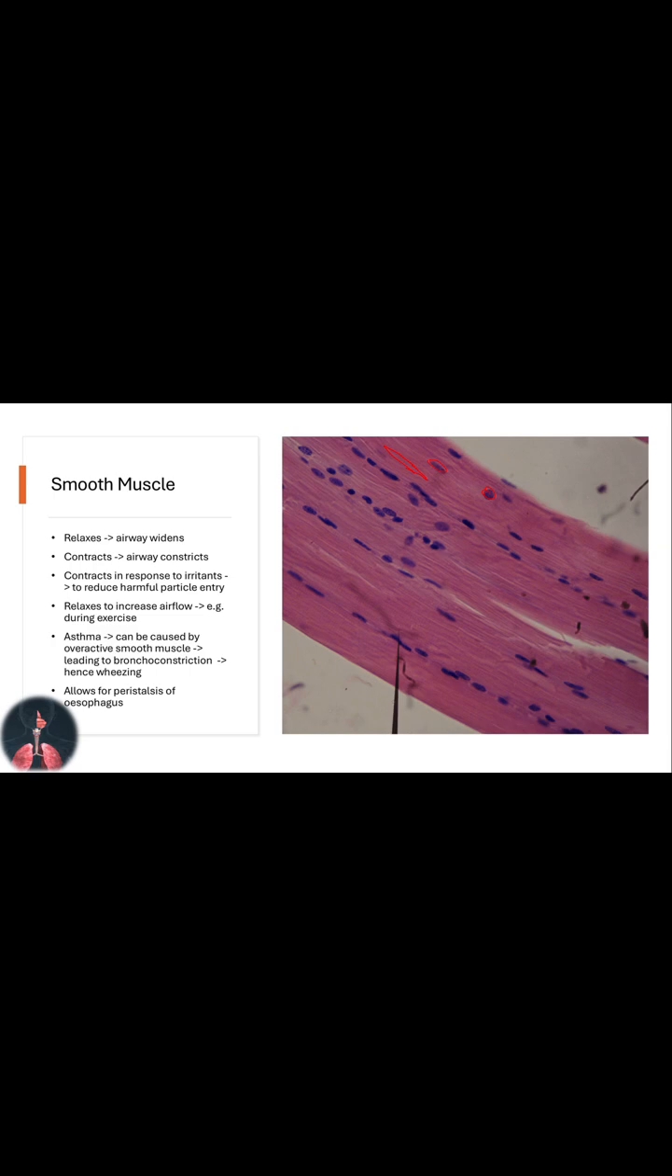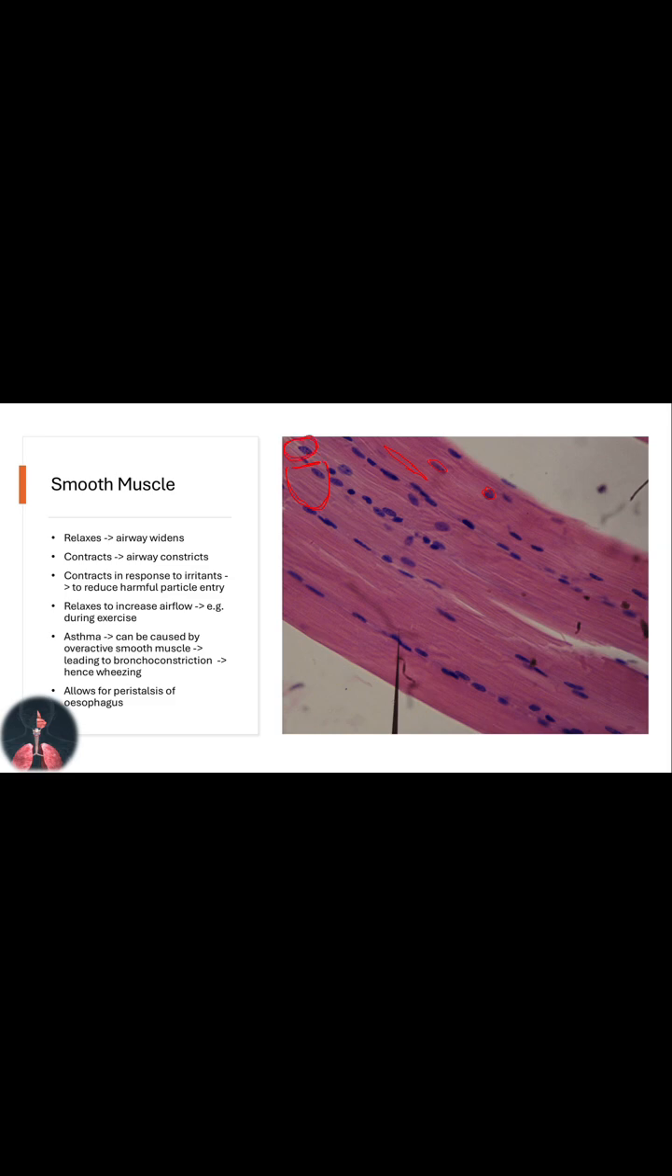Well, it's because if the smooth muscle contracts consistently, then that leads to bronchoconstriction, which means the airway is smaller than it should be, and that is why you get wheezing. As I've mentioned earlier, the smooth muscle is in the break within the cartilage. So when you have the cartilage as a C shape, the smooth muscle is present joining those two ends together.